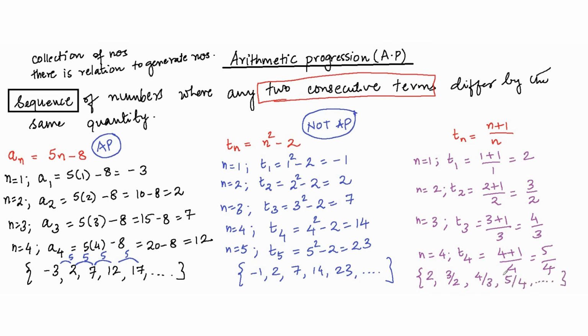Again, you will notice that the difference between any two consecutive terms does not remain constant. For example, the difference between 2 and 3 by 2 is negative half. Again, please note that I am always finding the second term minus the first term. So the difference is always taken of the next term minus the current term, right? And the difference between 3 by 2 and 4 by 3 is definitely not minus half. And that is why this does not qualify as an AP. So I hope from these examples you understood the meaning of Tn or An and how you determine whether a sequence is AP or not.